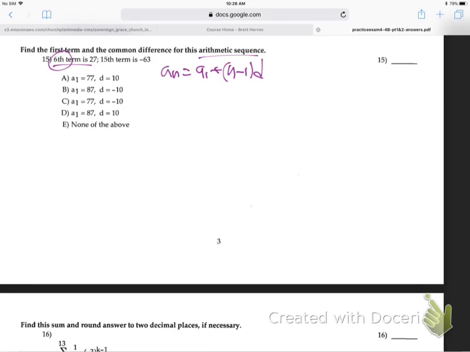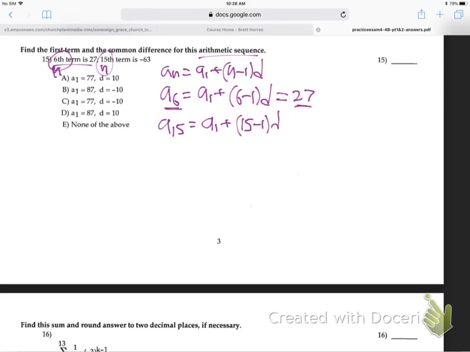Sixth, what is that? That's n. Remember, any ordinals are always n. This is also n. So A sub 6, put 6 in for n, is A1 plus n, which is 6, minus 1 times d. And A sub 6 is 27. They said that A sub 6 is 27. And then A sub 15, now n is 15, is A sub 1 plus 15 minus 1 times d. And the 15th term is negative 63.